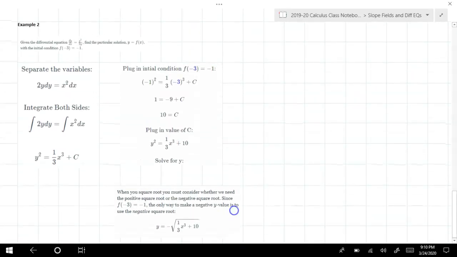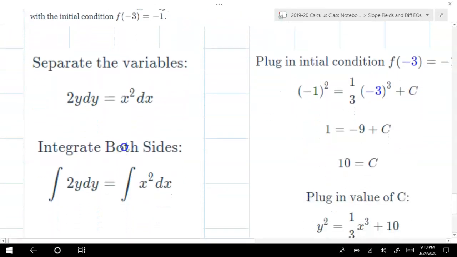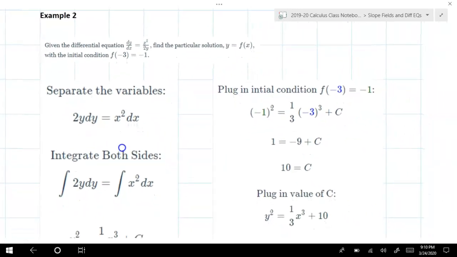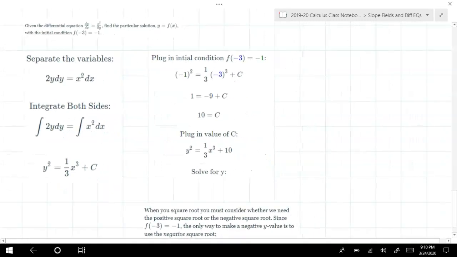All right, one more example. Given the differential equation dy/dx equals x squared over 2y, find the particular solution with initial condition negative 3, negative 1. So we separate the variables by cross multiplying, integrate both sides, add 1 and divide, use the initial condition, the point, x equals negative 3, y equals negative 1, to sub into this equation to solve for c, plug c back in, and now solve for y.